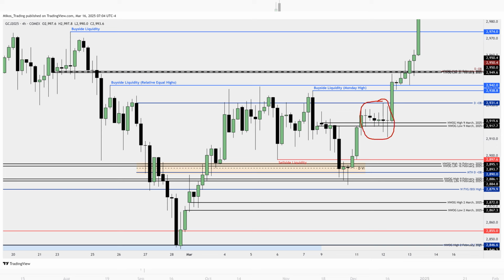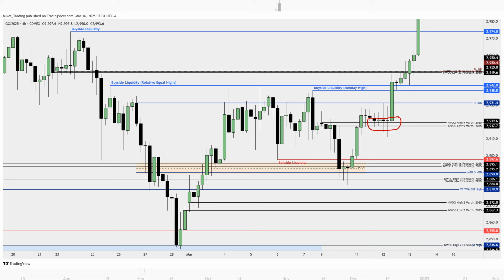Observe the small bodies of the candles, indicating volatility contraction, overnight and during the London session. Then, after the CPI news event, we get another manipulation, followed by a rally higher to take out the buy-side liquidity pool, above the relative equal highs.